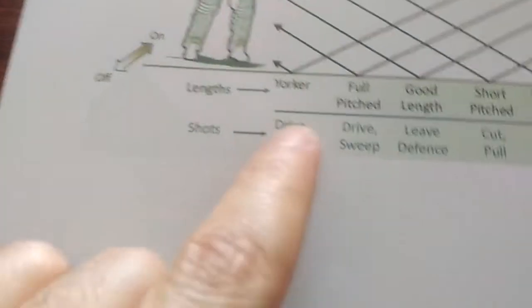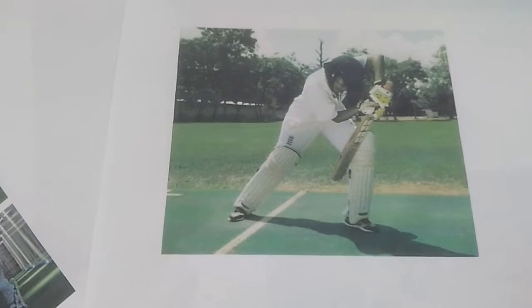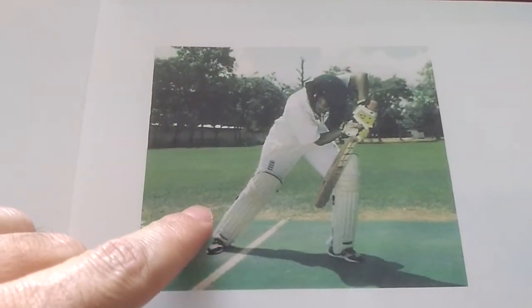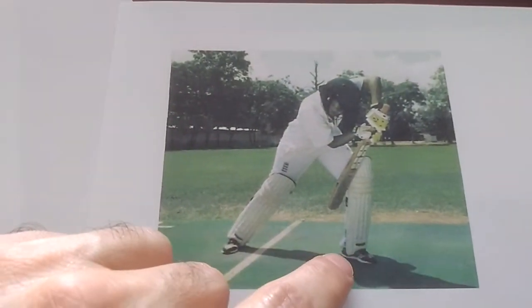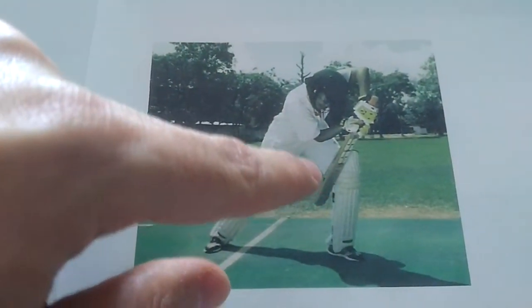If it's a Yorker, you can drive it or you can defend it. Now, defence. There's a couple of different types of defence. There is a forward defensive shot. You see how he's basically on the front foot. He's got his weight on his front foot and he's defending the ball down into the pitch.